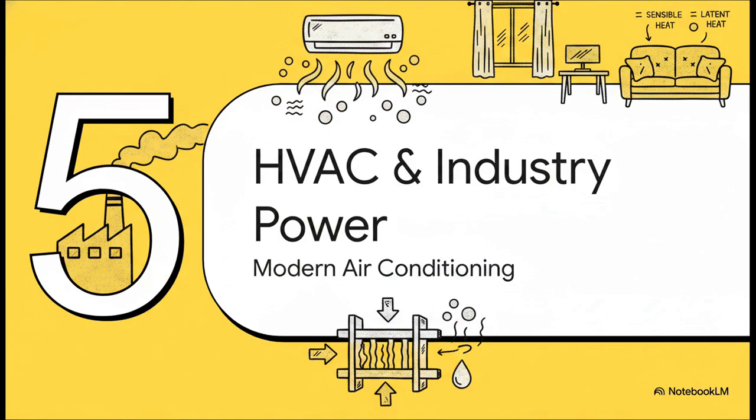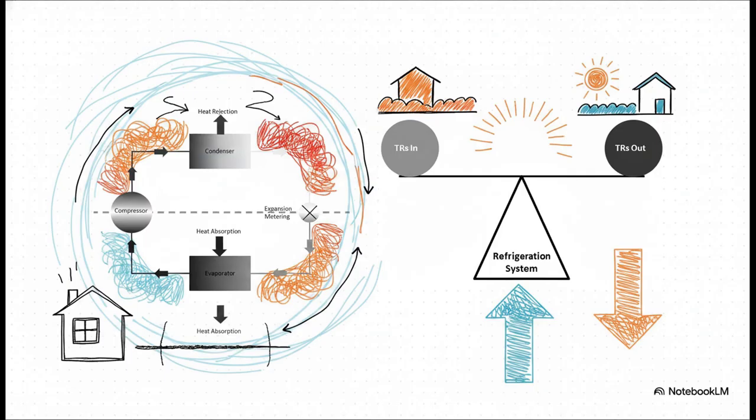Section 5, HVAC and industrial power. Let's scale things back from heavy manufacturing to your own living room and see how these exact principles rule your personal comfort. At its core, a basic refrigeration cycle is just a heat mover. It absorbs heat in the evaporator inside your house, which forces the liquid refrigerant to boil into a vapor, and then it rejects that heat outside at the condenser, forcing the vapor back into a liquid state. It is constantly balancing the tons of refrigeration, or TRs, entering and leaving. That perfect energy balance scale we talked about earlier, it is happening right now, just outside your window.